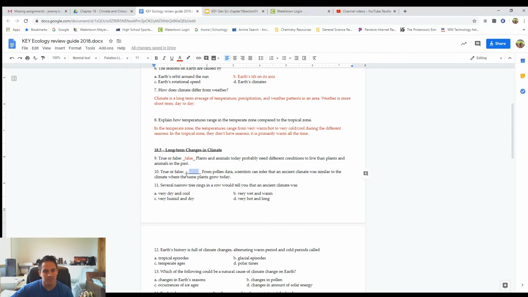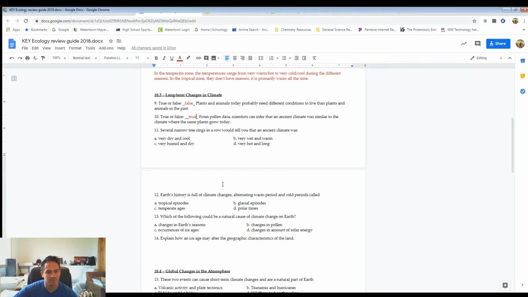Yeah, this is true. So this is basically saying, is it possible to look at pollen and be able to tell that an ancient climate, a long time ago, was similar to what the climate is today? Yeah, that's what pollen is used for. We use it to determine what climates used to be like.